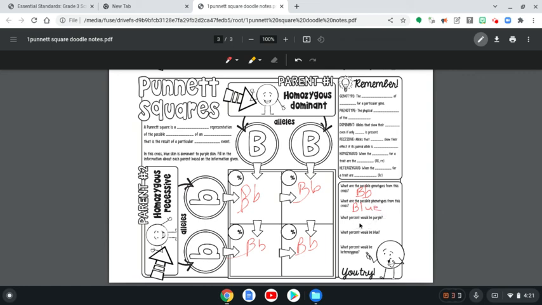What percentage are going to be purple? That would be 0. What percent are going to be blue? That's 100. And what percent are going to be heterozygous? That is going to be 100 as well.